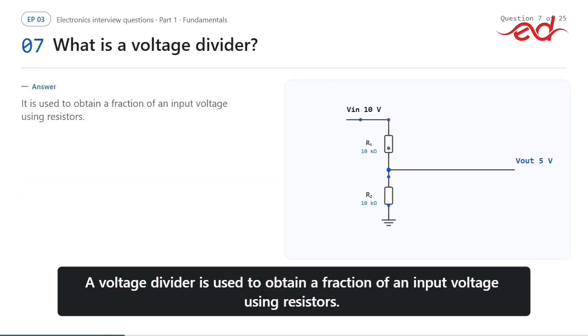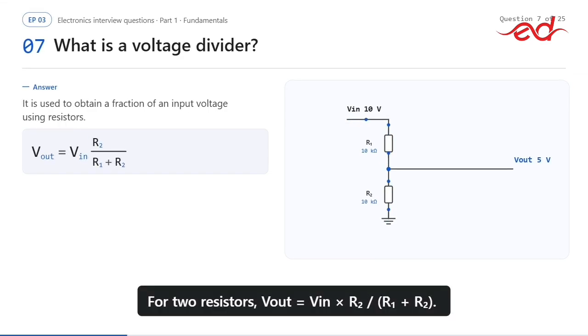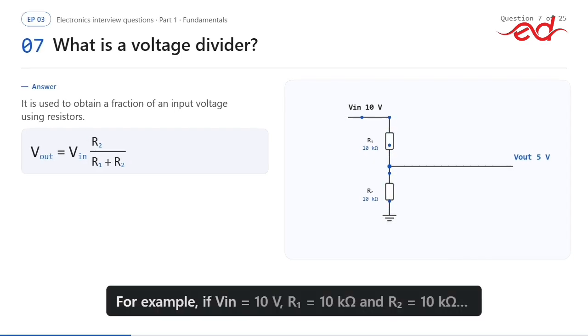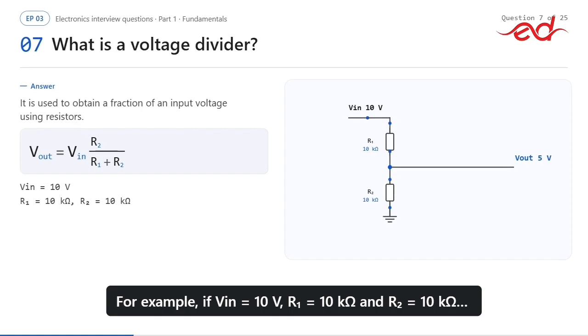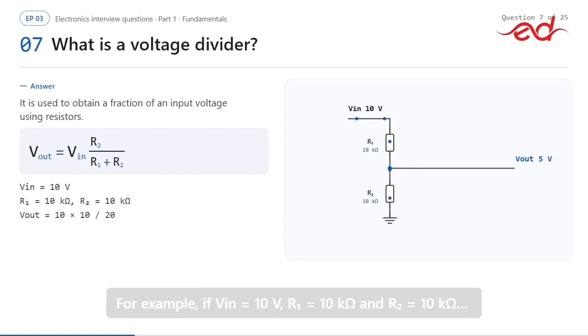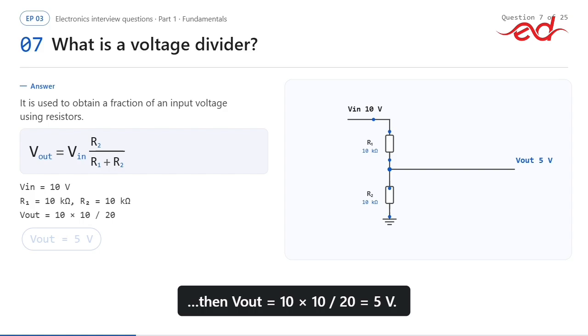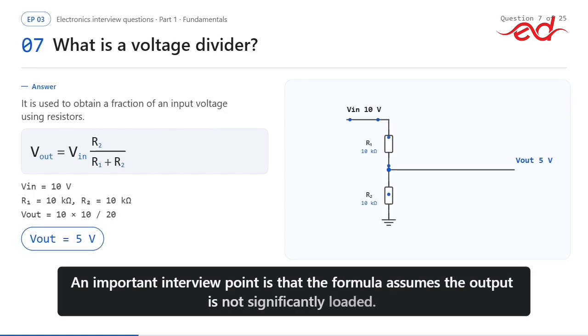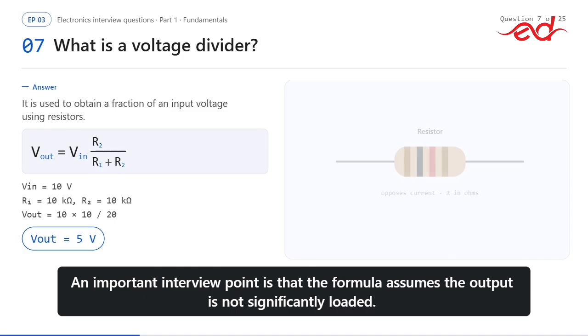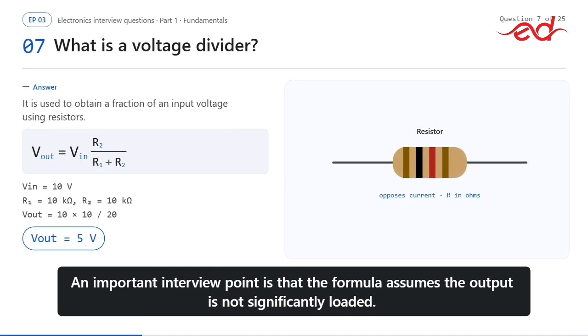Now coming to the next question, what is a voltage divider? A voltage divider is used to obtain a fraction of input voltage using resistors. For two resistors, V out is equal to V in multiplied by R2 upon R1 plus R2, as you can see in the circuit. For example, suppose V in is equal to 10 volt, R1 is equal to 10 kilo ohm, R2 is equal to 10 kilo ohm. Then V out is equal to 10 multiplied by 10 divided by 20, which is 5 volt. An important interview point is that the formula assumes that the output is not significantly loaded.